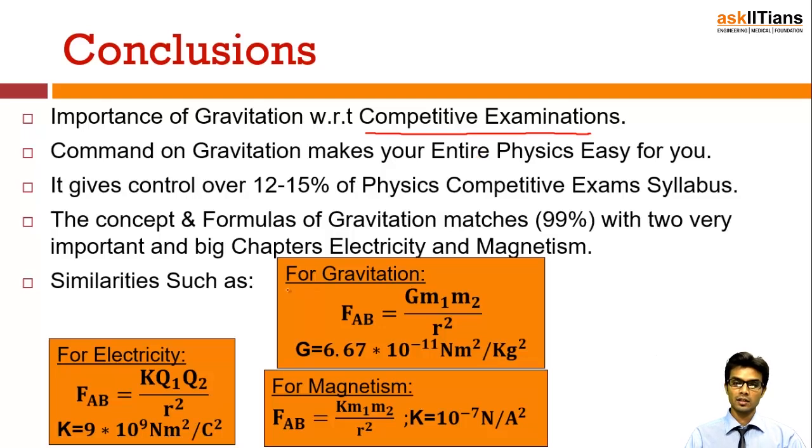We know that for gravitation, the force between two bodies, this is mass 1 and this is mass 2, the force of attraction between these two bodies is F = G m1 m2 / r², where G is 6.67 × 10⁻¹¹ N m²/kg². This is the gravitational constant.